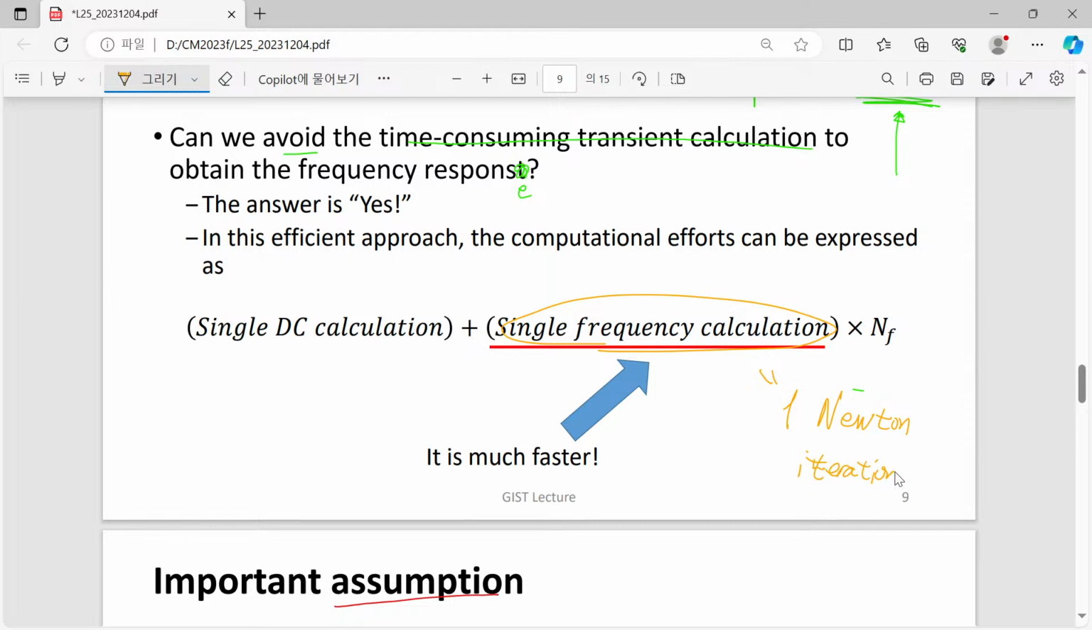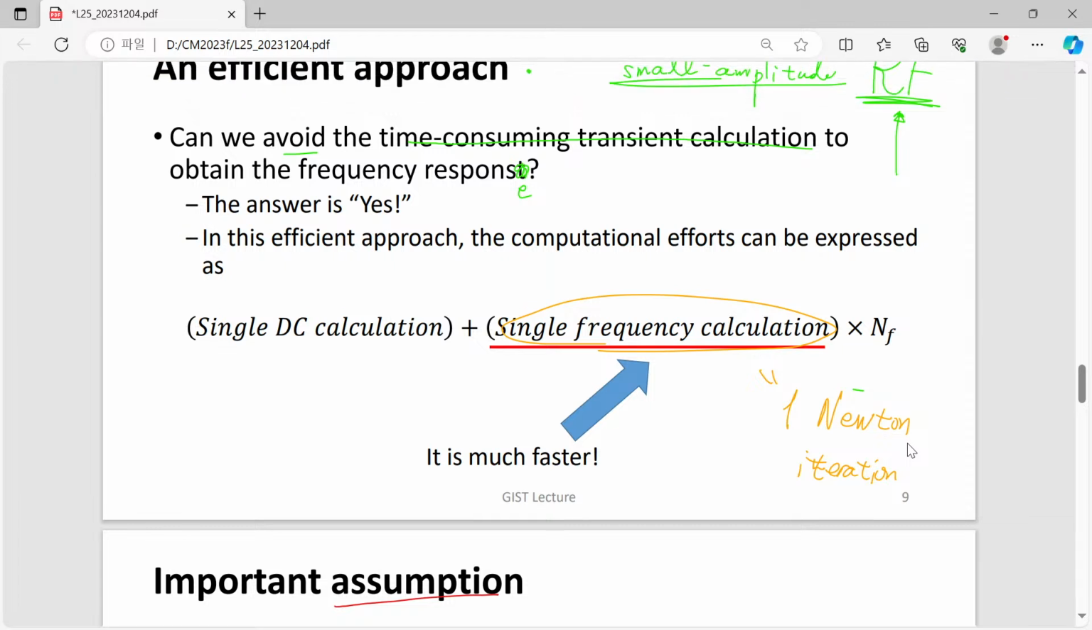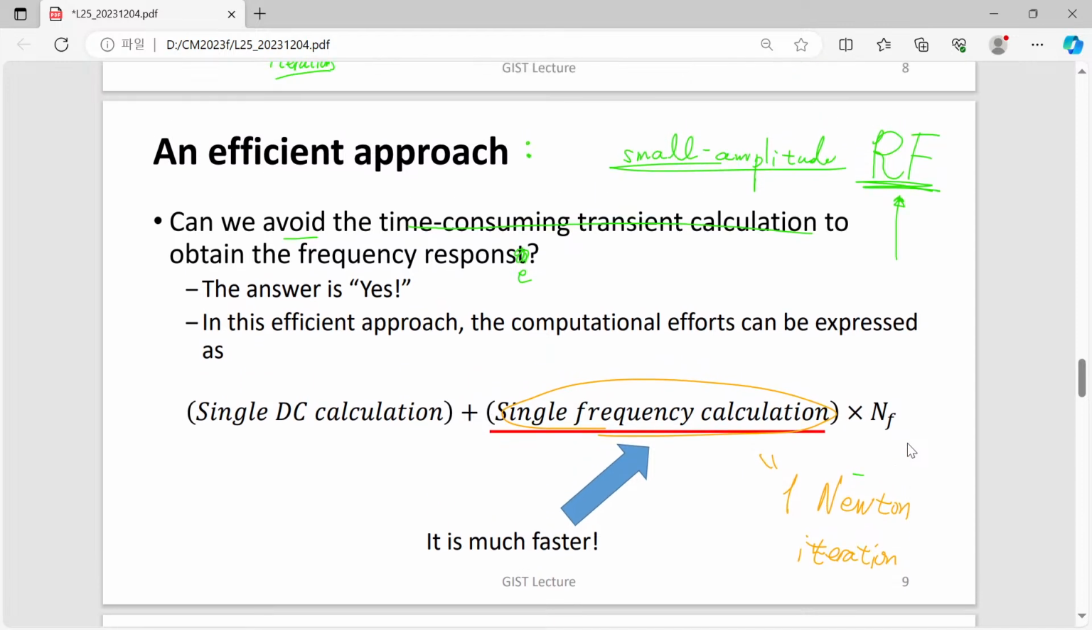At first glance it is hard to believe such a thing, because it is much more efficient than our transient simulation. But please note that this kind of amazing achievement was obtained with a significant approximate assumption: small signal, a small amplitude. Once we adopt this small amplitude approximation, then things can be drastically simplified, as we have shown up to now.